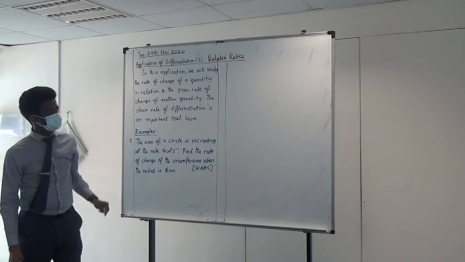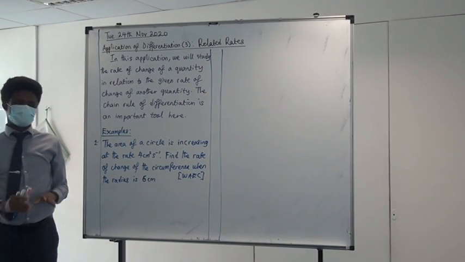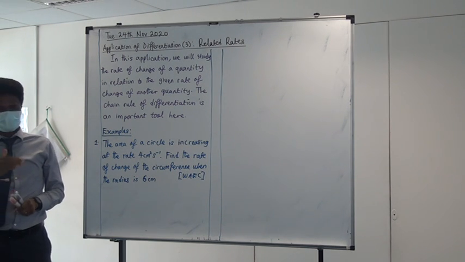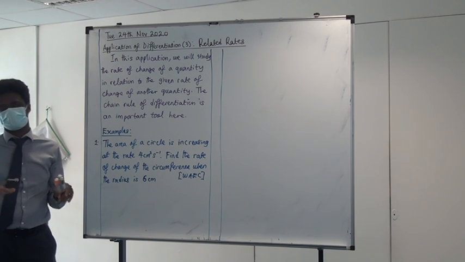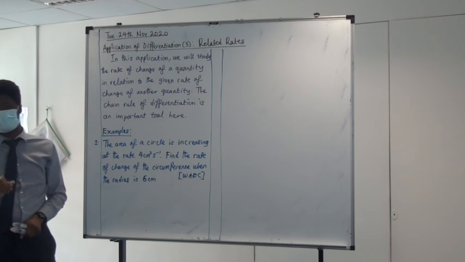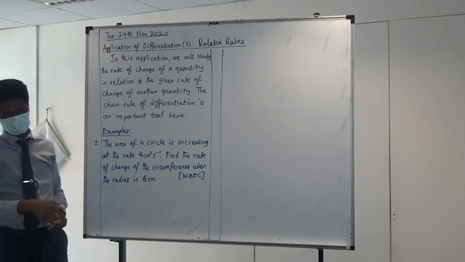So what we want to do is called related rates. In the textbook and even in the syllabus, they divide the application into three. I try to split it into four so that we can see different areas. As a matter of fact, kinematics was not included in the application for differentiation. It was discussed in the integration.